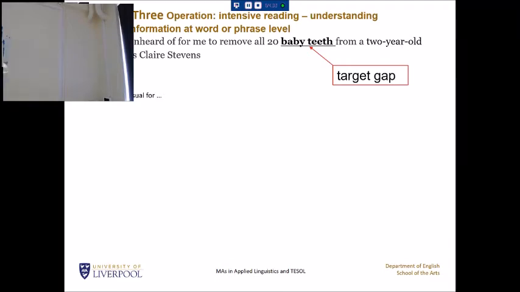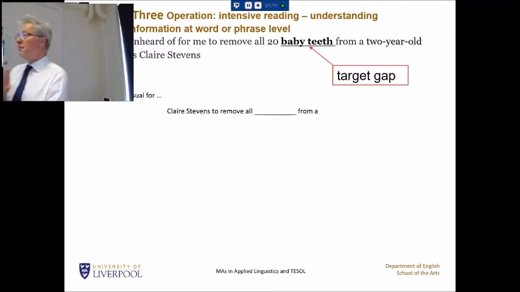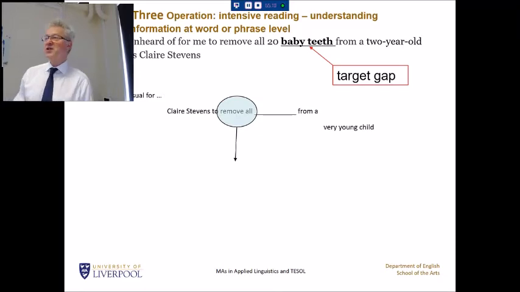What's the next bit though? It's not unusual for. Okay, so it's not unusual for Claire Stevens to remove all because that's going to be gapped from a what? From a baby? From a very young child. Okay, so we're moving some way towards the paraphrase here. We need to first of all deal with this one. Okay, because we've got remove in the original sentence.